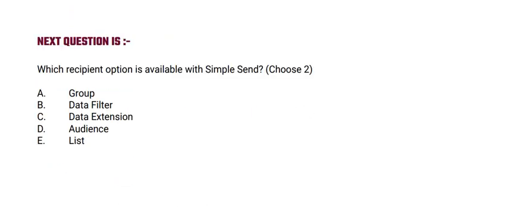Next question is: which recipient options are available with simple send? Choose two options. And the options are: option A, group. Option B, data filter. Option C, data extension. And option D, audience. And last option E, list. The correct options are A and E.